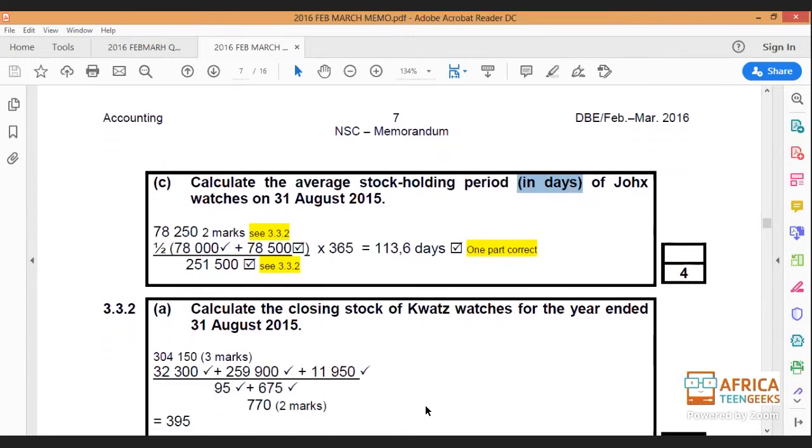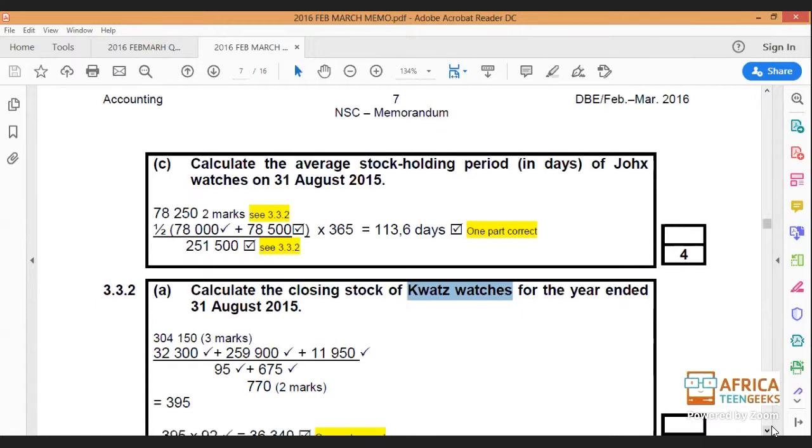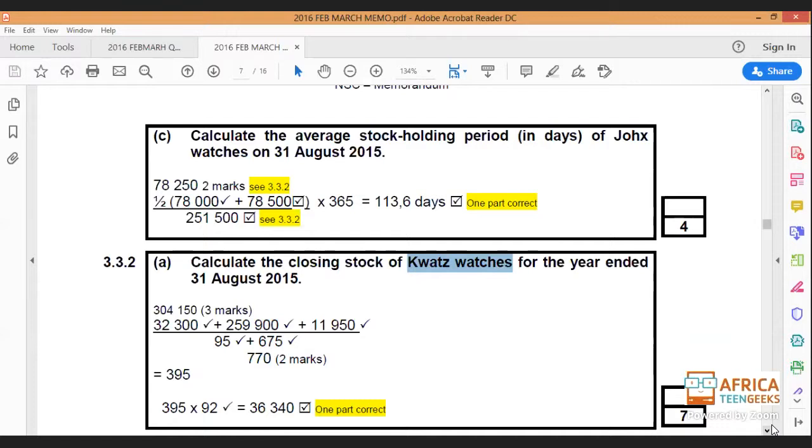3.3.2. Now, it says to you, calculate the closing stock of quartz watches for the year ended 31st August 2015. Remember, quartz watches, guys, use the weighted average method. So now, if you want to calculate your weighted average cost, you must always have your weighted average formula. Remember your weighted average formula, it's always your opening stock plus purchases, right? Plus any transport costs, right?